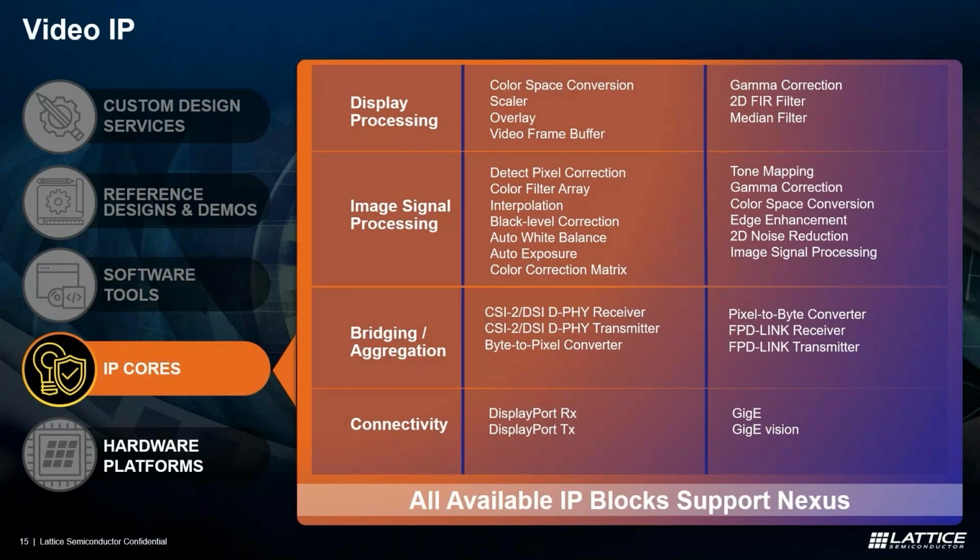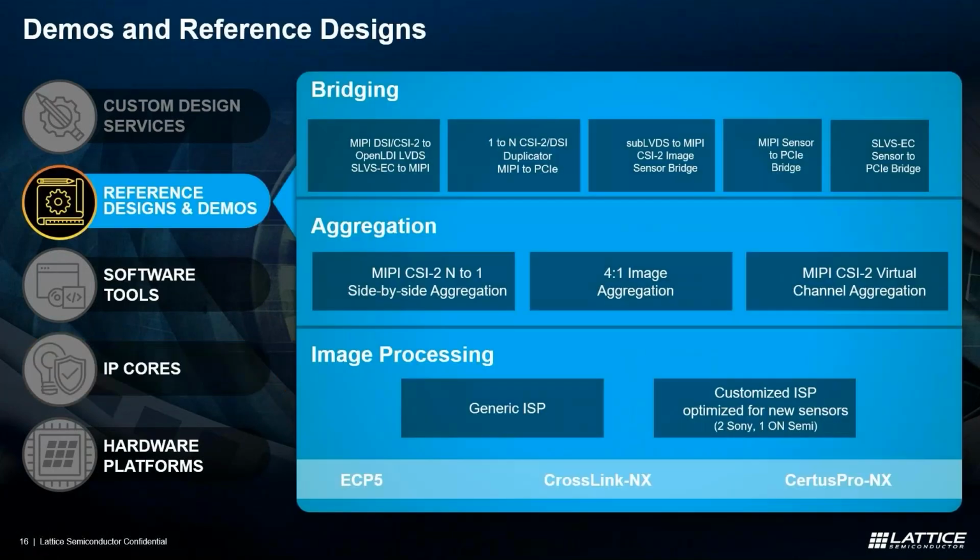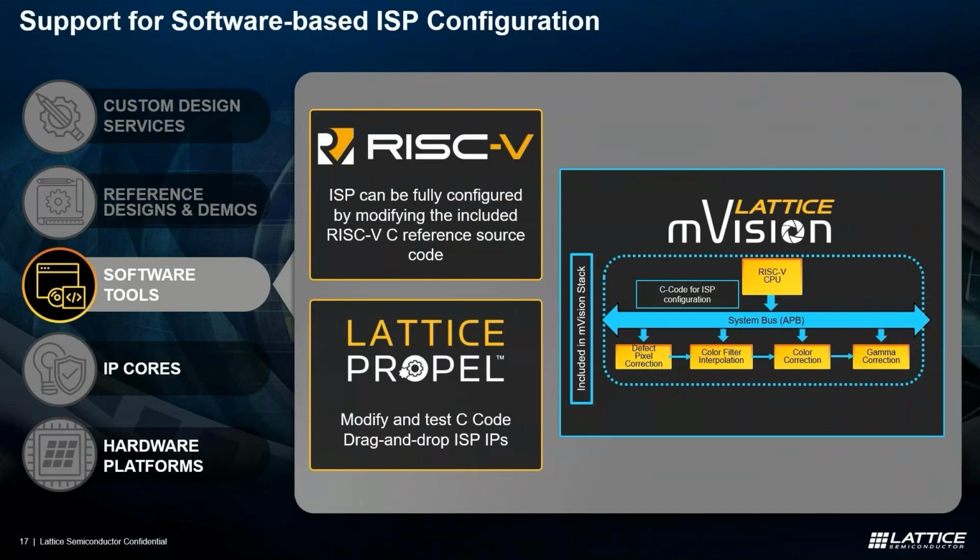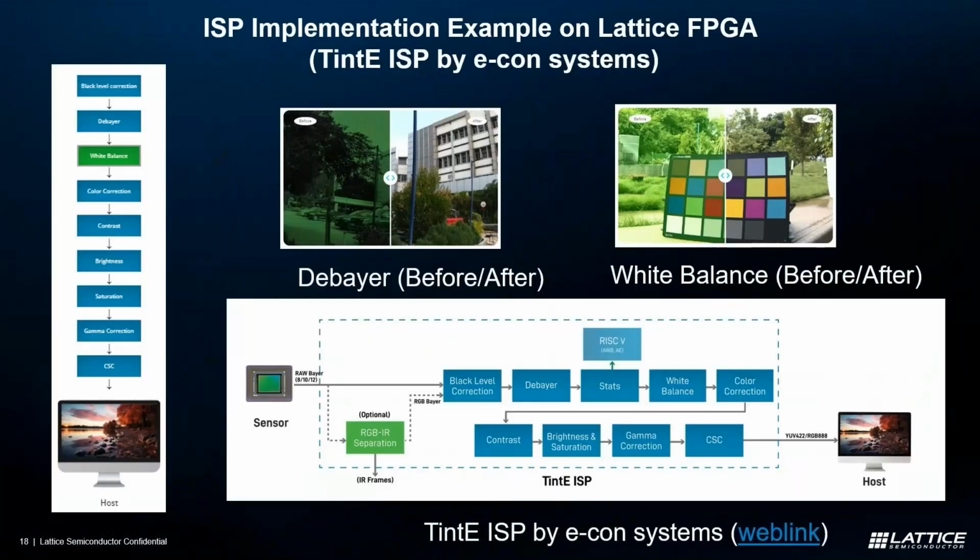This is an overview of the IP cores supported by the stack. It includes display processing, image signal processing, bridging, and connectivity IP. Other than IP cores, we also provide demos and reference designs, which can be used as examples for starting your FPGA design. On the software tool side, same as discussed before, we also provide a framework for ISP development and configuration. Our stack components are also supported by our ecosystem partners.